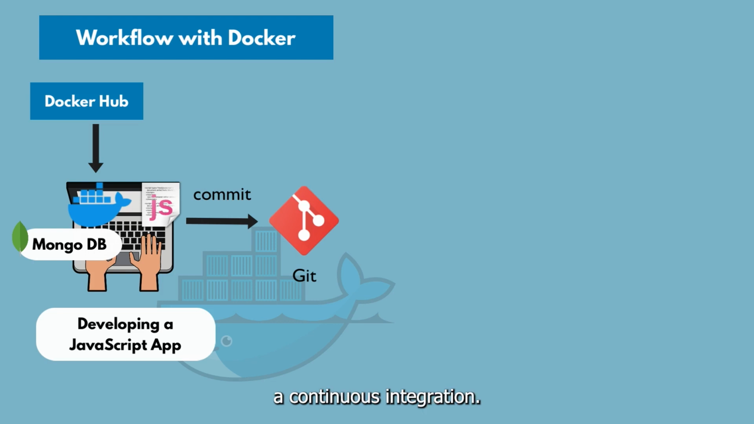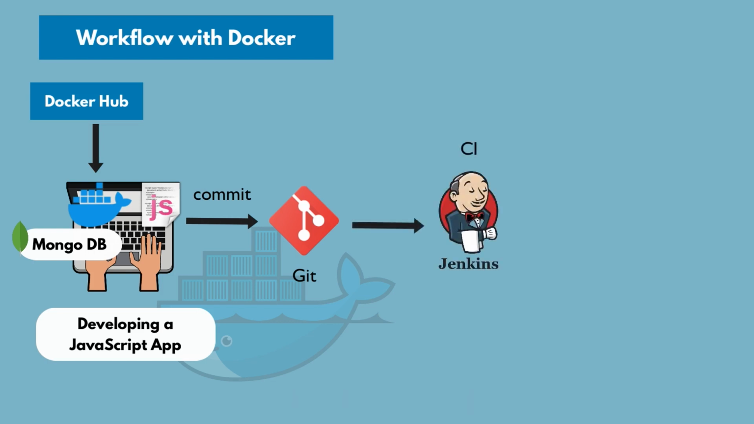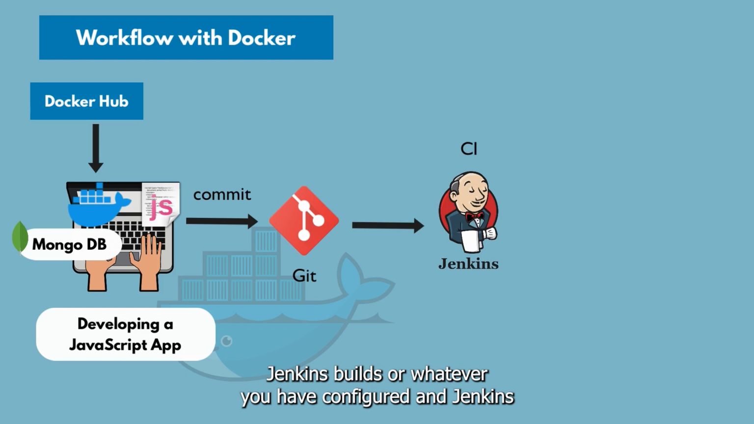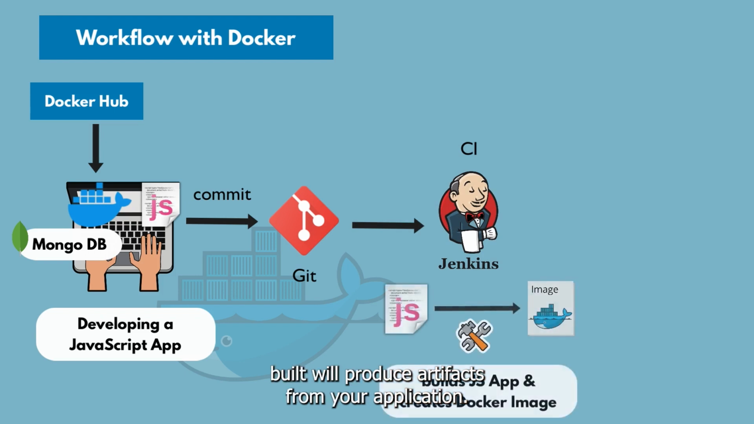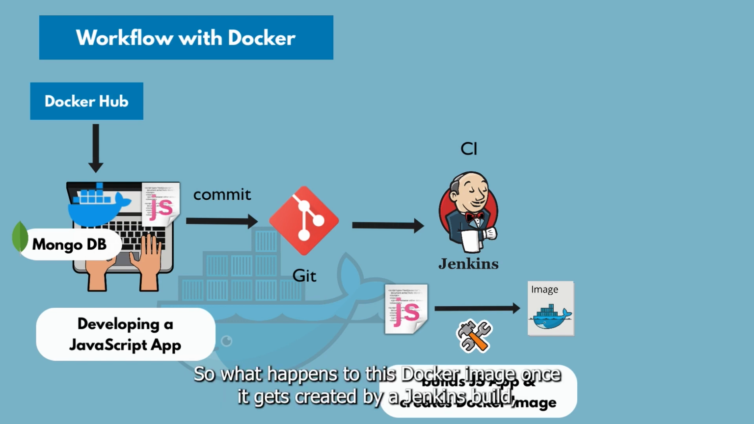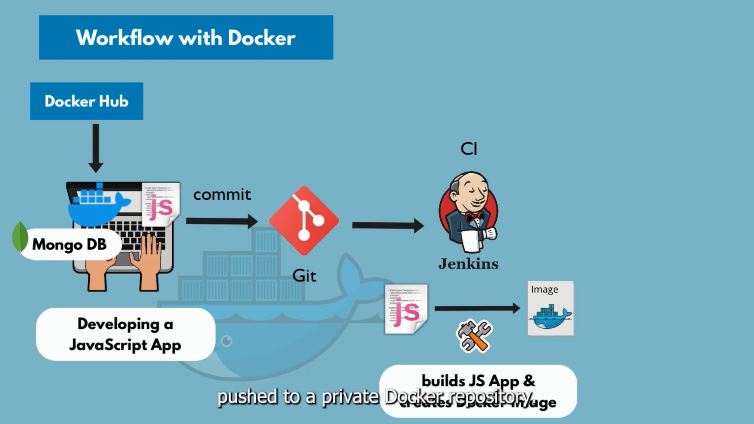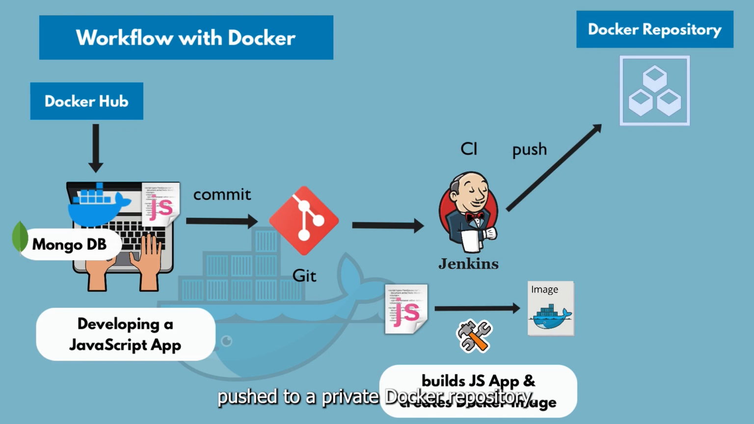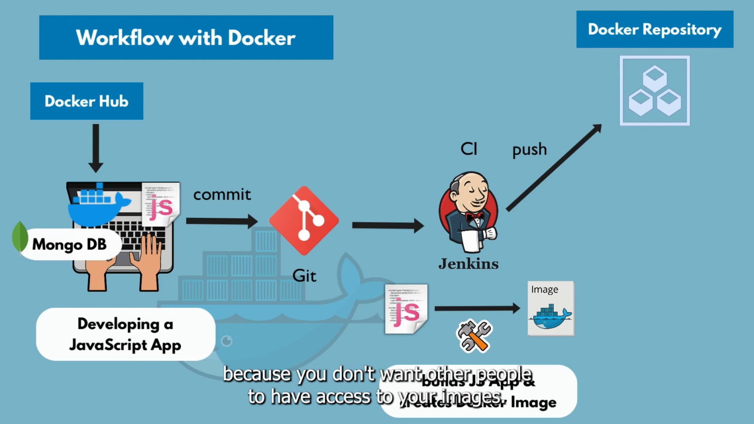That will trigger a continuous integration, a Jenkins build, or whatever you have configured. And the Jenkins build will produce artifacts from your application. So first, it will build your JavaScript application and then create a Docker image out of that JavaScript artifact, right? So what happens to this Docker image once it gets created by the Jenkins build? It gets pushed to a private Docker repository. Usually in a company, you would have a private repository because you don't want other people to have access to your images. So you push it there.